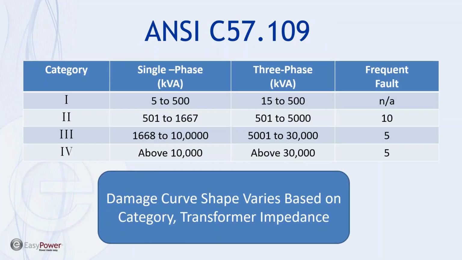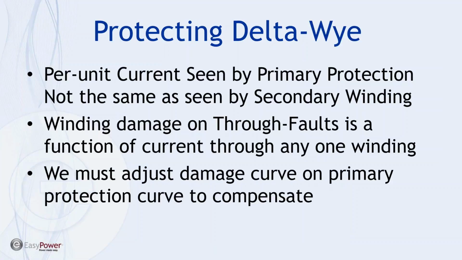Well, if we go back to these standards, we can see that, at least for oil-filled, they're described by these limitations, and they describe different categories based upon the size of the transformer and the category that it's in. And this is where the basic shape of the curve is based upon the category and the impedance of the transformer itself. And so we're going to jump into that when we get into the discussions about frequent faults.